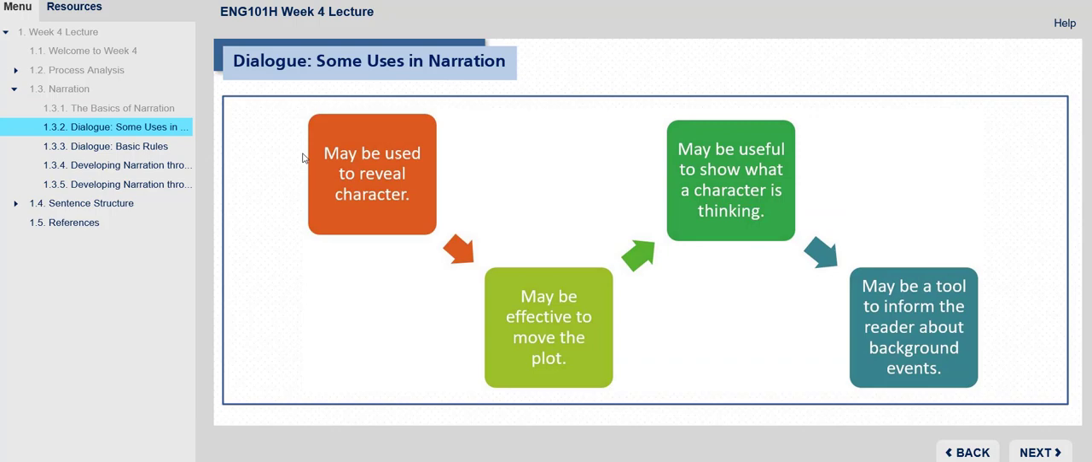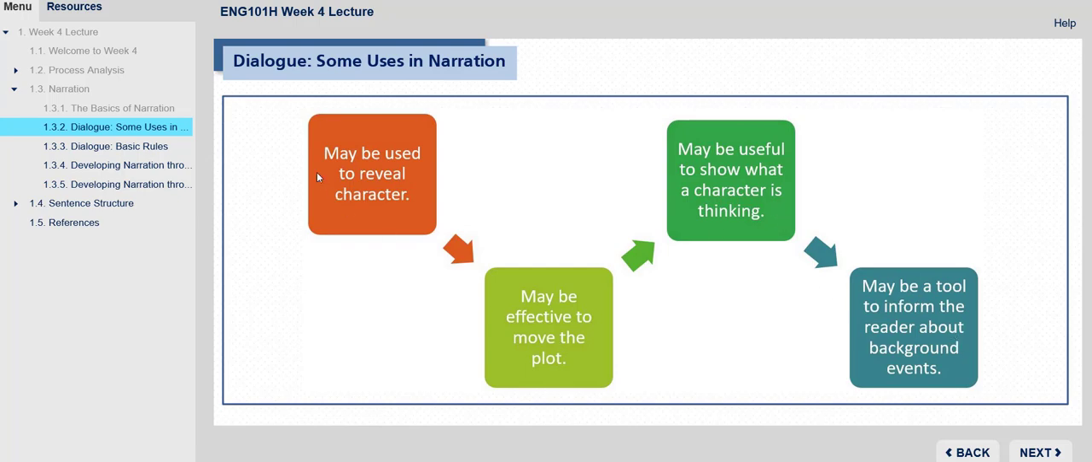And so you need to use dialogue in your narrative essay in order for your narrative essay to come alive. So for your essay 1, dialogue is part of your rubric. And so dialogue has its own rules. Dialogue can be used to reveal character. It may be effective to move the plot. Dialogue may be useful to show what the character is thinking. And it may be a tool to inform the reader about background events. So there are many different uses for dialogue.